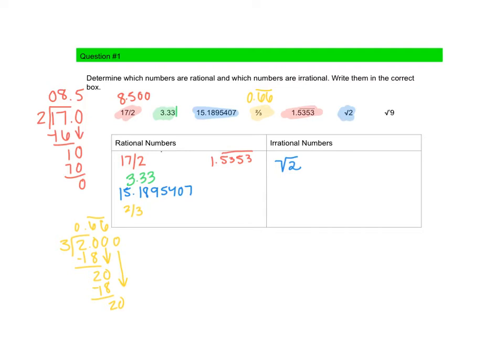The last one here, there's a little bit of a typo. There's like a little line there that shouldn't be there, but that shouldn't have bothered you that much. The square root of 9. What is the square root of 9? Well, the square root of 9 is 3. This is a counting number, so this is a rational number. So the only number here that was irrational was the square root of 2. Check your work with my work and let me know if you have any questions.